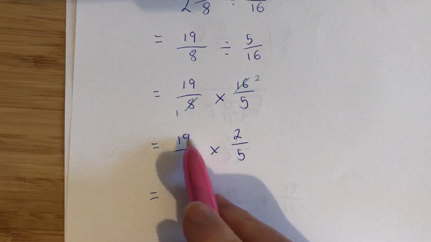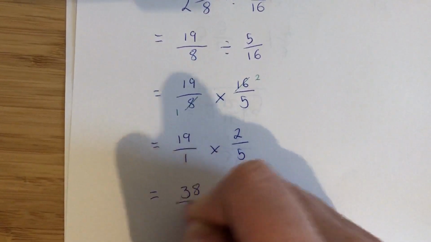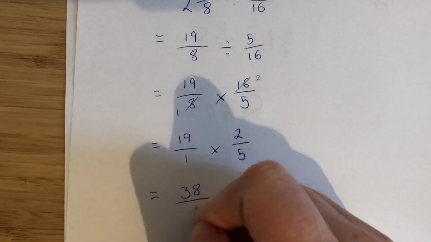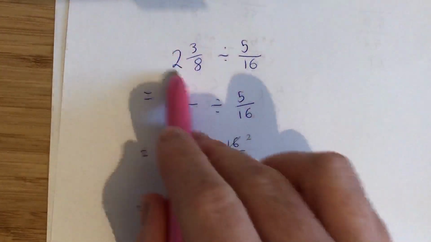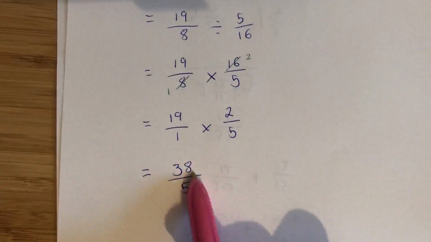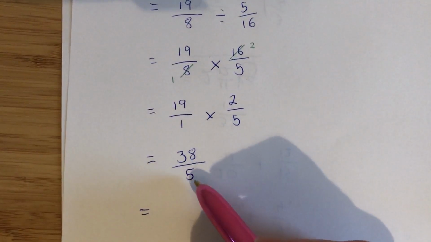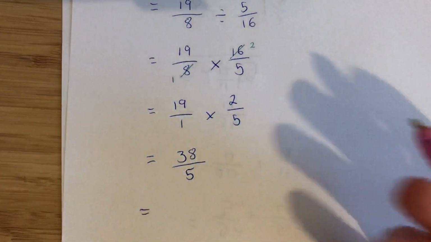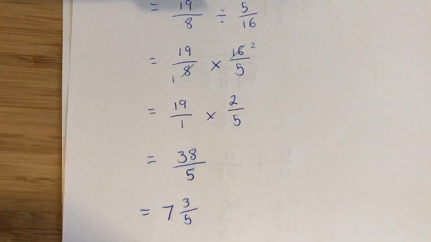So last step, 19 times 2 on the numerator is 38 over 1 times 5, which is 5. Now you do want to change this back into a mixed number. We were given it like this in the beginning, so we want to change this back into a mixed number rather than leaving it as an improper fraction. So you're saying 5 goes into 38 how many times? 7, remainder 3, so the 3 stays in the fraction, 3/5.